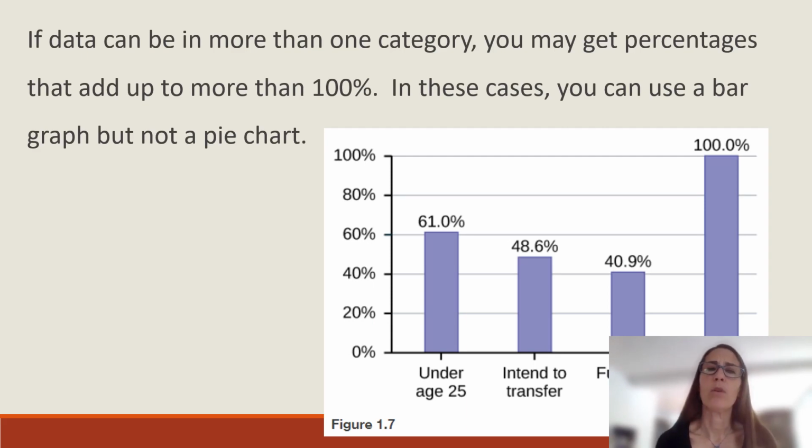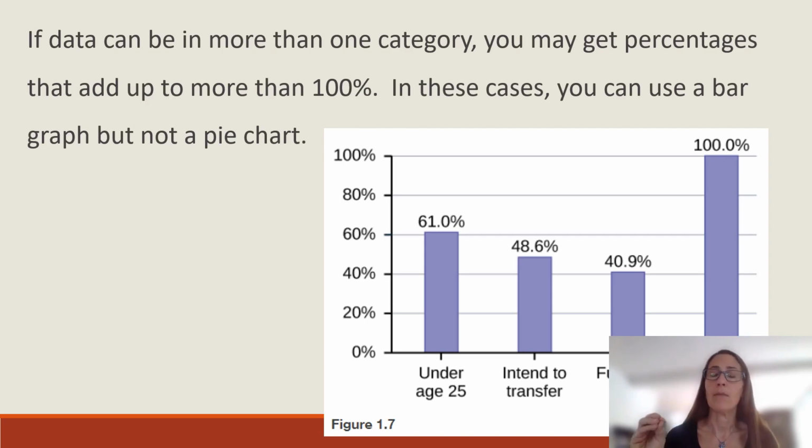If data can be in more than one category, you may get percentages that add up to more than 100%. In these cases, you can use a bar graph, but not a pie chart. So in this bar graph, you can see that students under the age of 25 are 61%, intend to transfer is 48.6%, full-time is 40.9%.